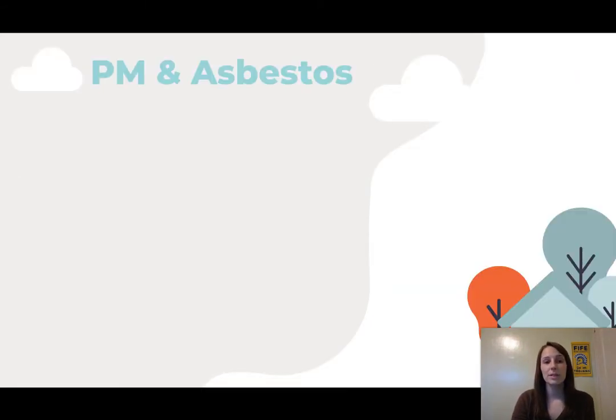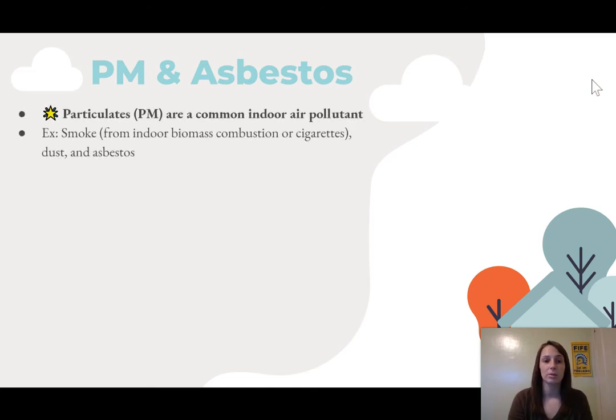So the first couple of things that we're going to talk about is particulate matter. We're specifically going to focus a little bit on asbestos too. So particulate matter is going to be a very common indoor air pollutant. So things like smoke, either from indoor biomass combustion, maybe you have a wood fireplace, or smoke from cigarettes. You also have a lot of dust inside houses, which hopefully you are all familiar with, so I'm not going to go too much into that one.